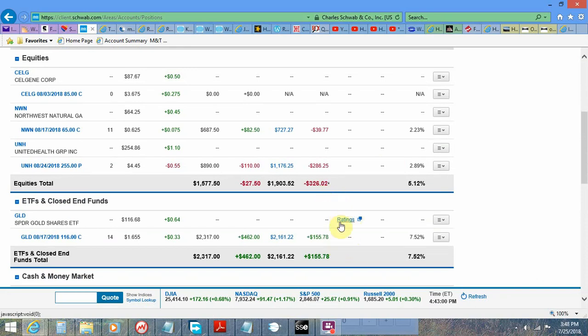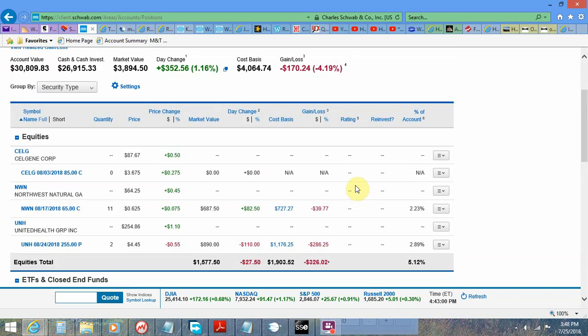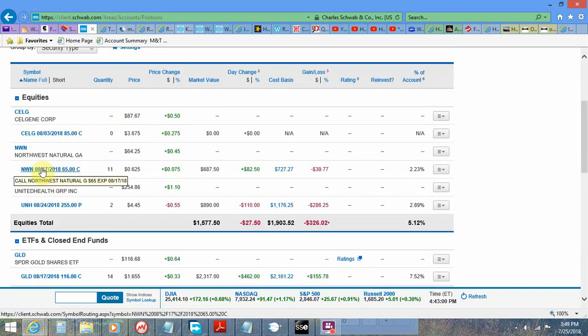One thing that I forgot to tell you is that if you hover over any of these numbers in color, you can get the percentage movement. In this case, Northwest Natural Gas dropped 5.47, United Health dropped 24%, and gold is only 7%. You can also see your total accounts, the combined equities and the combined other ETFs.